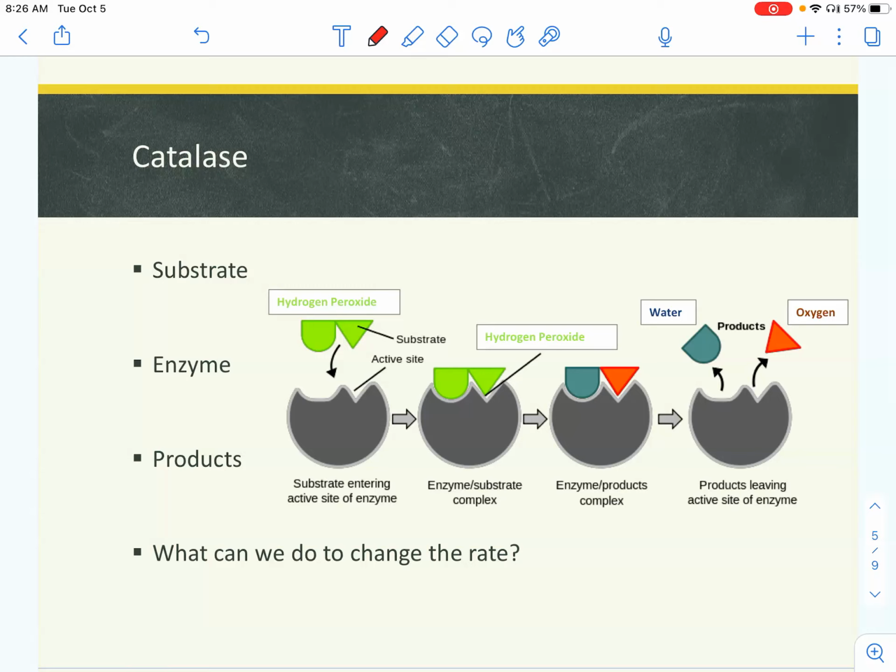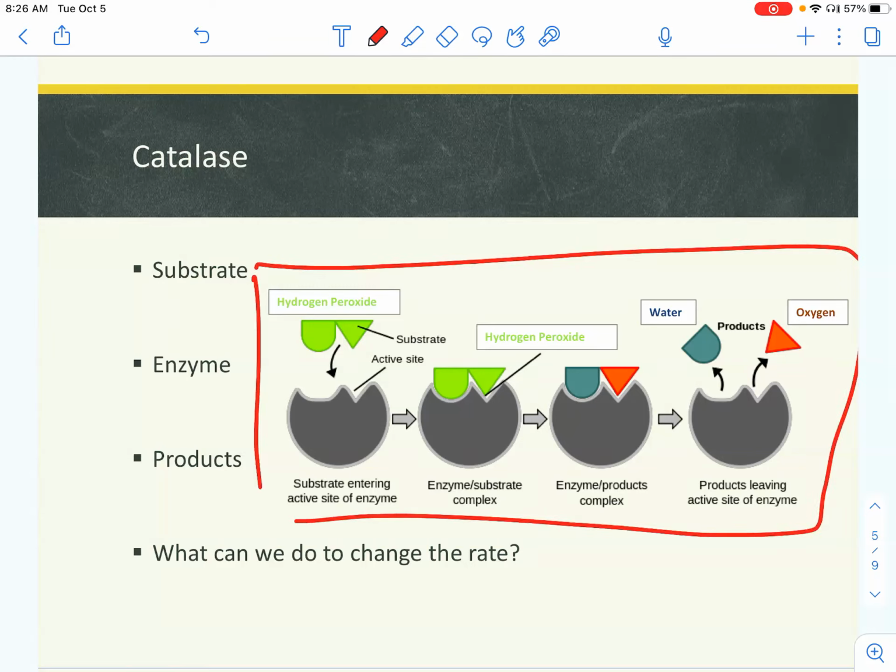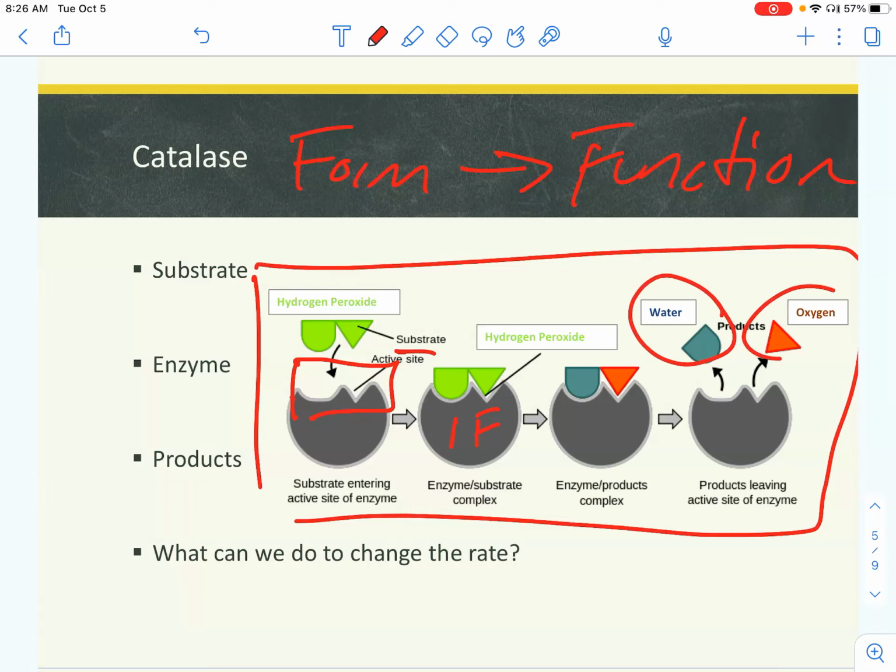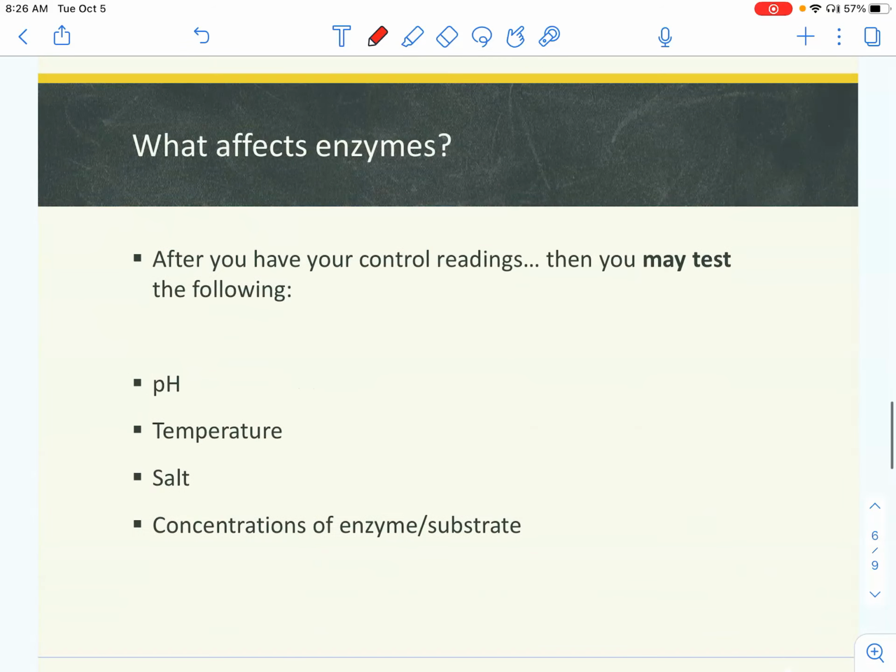So here's a great diagram of an enzyme-substrate complex. You can see here that here's hydrogen peroxide, which would be the substrate. Each enzyme has an active site. Remember what we talked about? Form leads to function. And so here is the enzyme-substrate complex, induced fit model right here. And then you have the reaction taking place and releasing water and oxygen. So we can adjust the rate of enzymes based upon their environment.